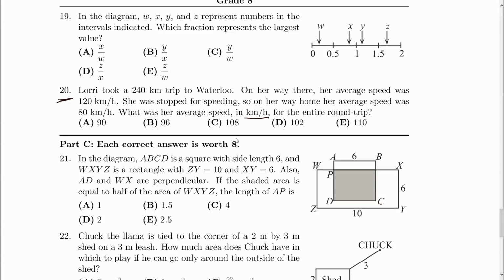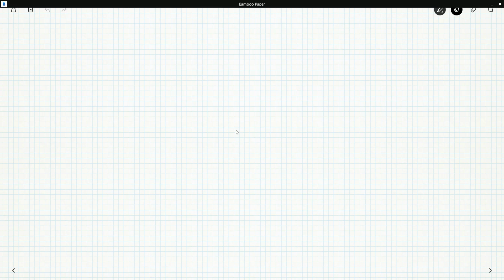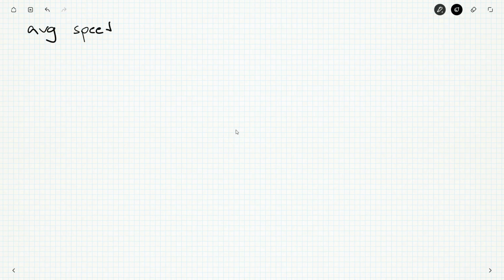So how do we figure out average speed? Speed, well, in this case, average speed, is a combination of total distance traveled over the total time it took to travel that distance. That's how we calculate average speed.